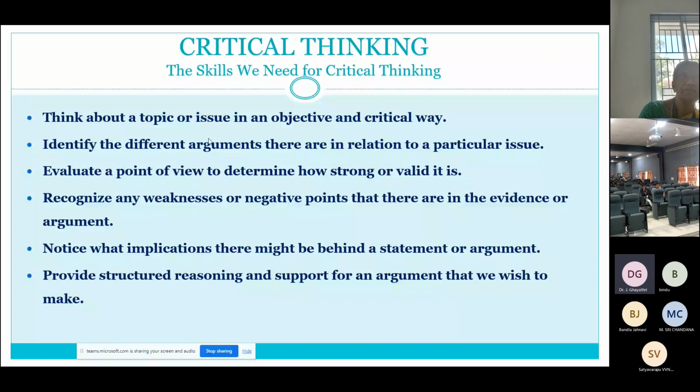So what are the skills we need? You have to think about a topic or issue in an objective and critical way. That is the first one. Then identifying the different arguments. You have to identify those arguments and evaluate a point of view to determine how strong it is. Then recognizing the weaknesses or negative points and noting the implications. What may be the impact behind that statement or argument? Then providing structured reasoning. So these come under the skills we require for critical thinking.